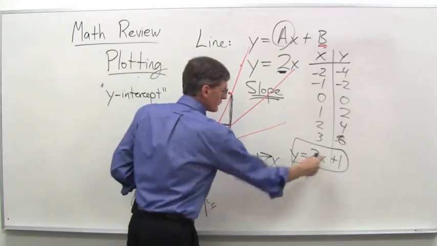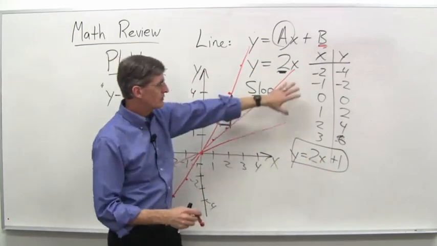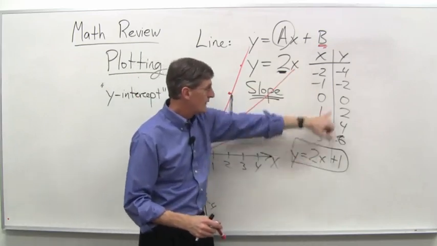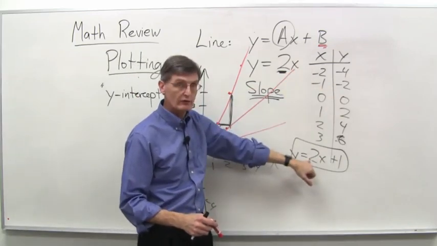In this case, y equals 2x plus 1. If we changed our numbers here, right, x values would be the same, but now we have new y values because we changed the equation a little bit.